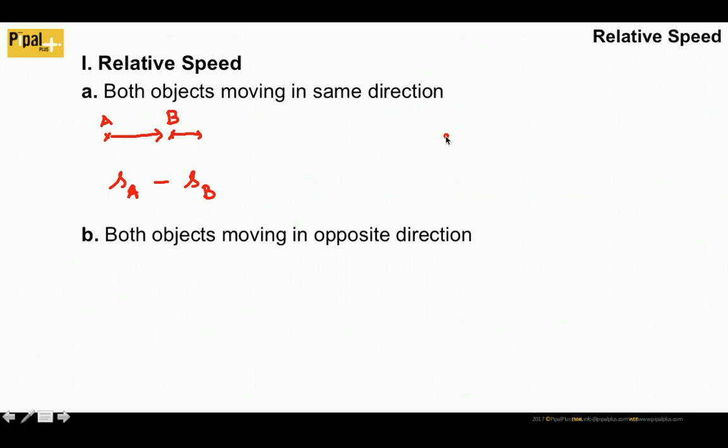You can have another situation when both the objects are moving in the same direction. You could have the faster object ahead of the slower object and the gap is being created. In the previous case, the gap was being reduced by A.